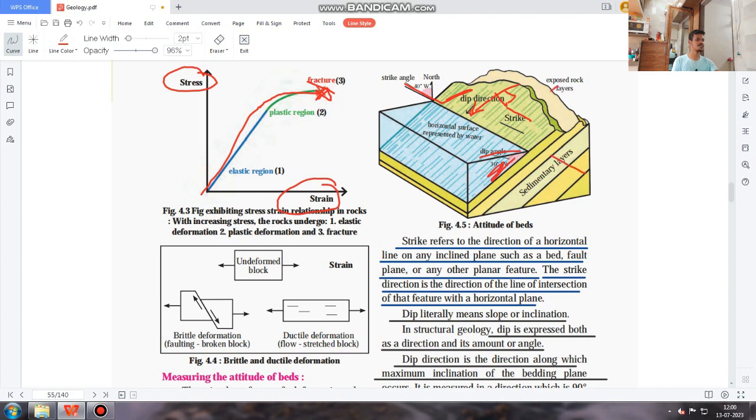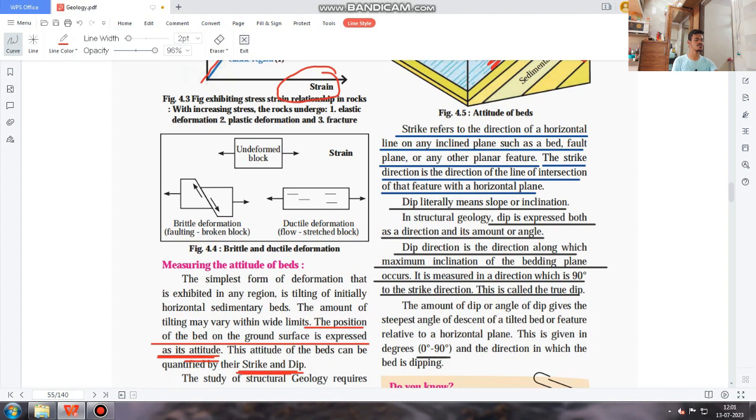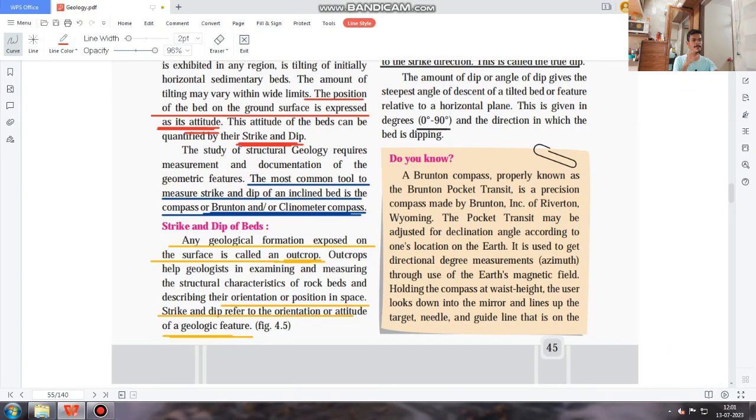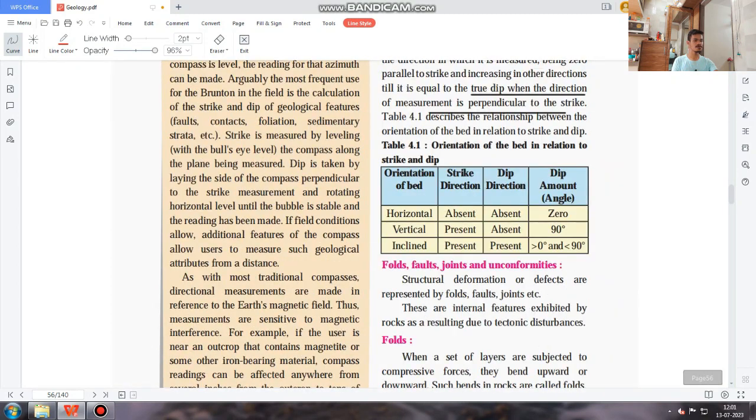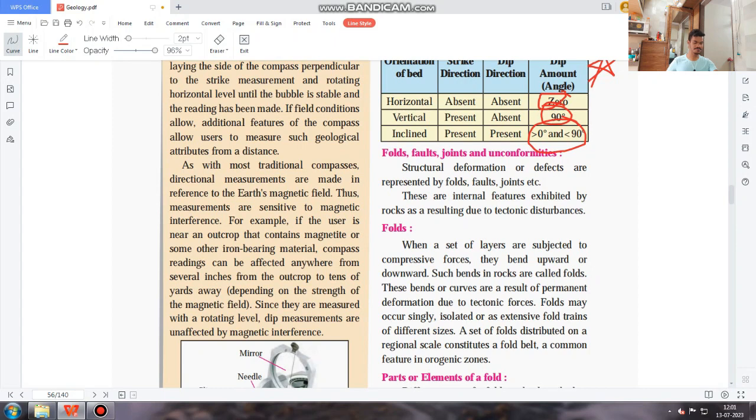These are the sedimentary layers, this is the exposed rock. And these are the two layers which separate the two geological strata of the particular bed. Dip lies from 0 to 90, as I told you, only in that range: horizontal, vertical, inclined. So it's important if you want to remember.